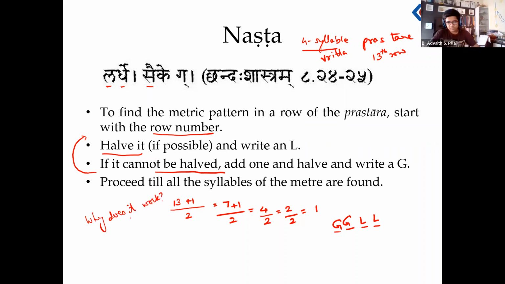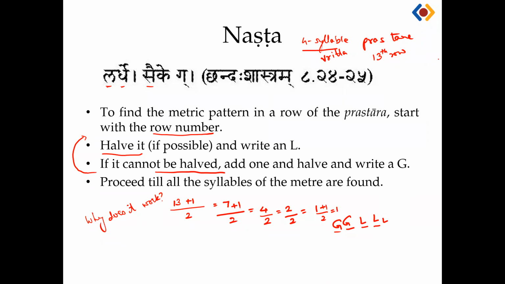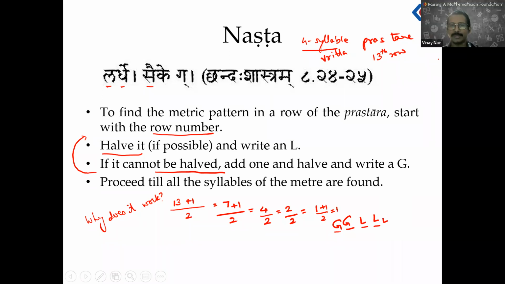So, for example, we took the 13th row of a 4-syllable prastara in this case. What if we need to find the 13th row of a 5-syllable prastara? Good one. Can somebody comment on that? Anushka? Sir, I think we are left with 1, so we'll again add 1 and divide by 2, and again we'll get 1. Right. So that would mean an L. Okay. Advait, does that make sense?